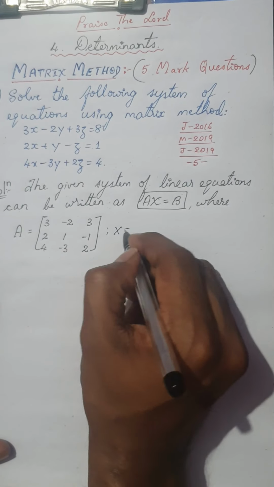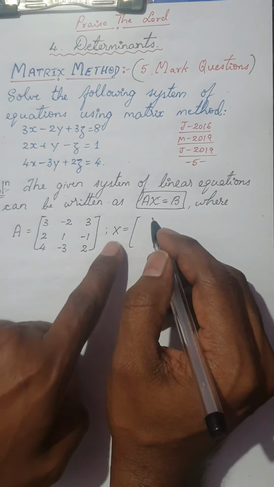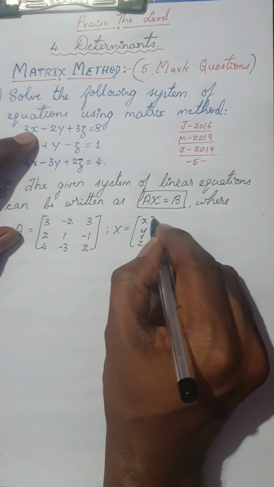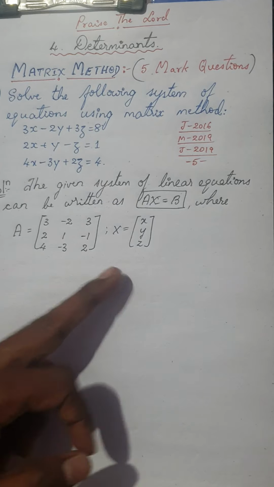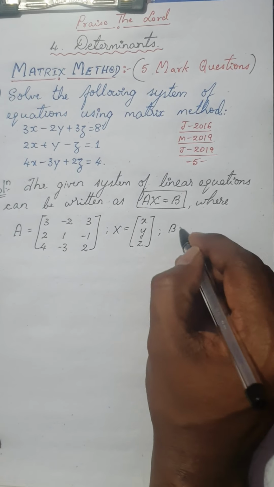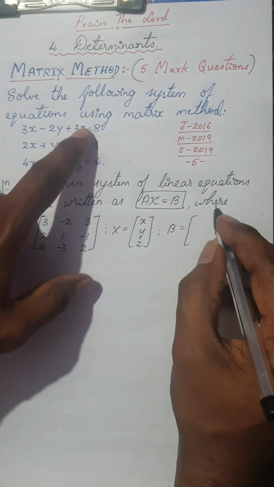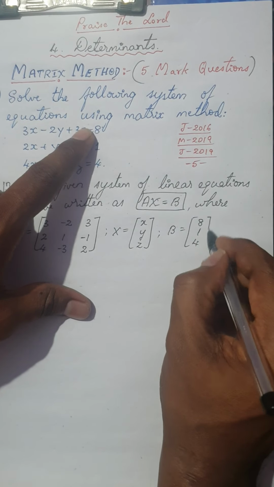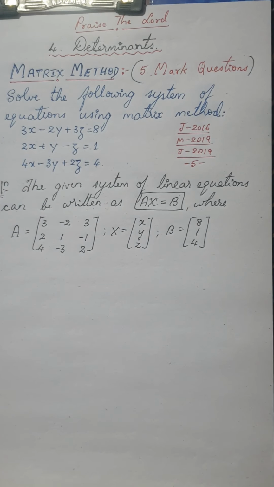Next, you have to take the matrix X. Matrix X will always be the unknown variable matrix. It will always be a column matrix x, y, z. This will never change for any problem. X will be x, y, z. And the matrix B will be the constants on the right hand side of the equals sign. So I have 8, 1 and 4.